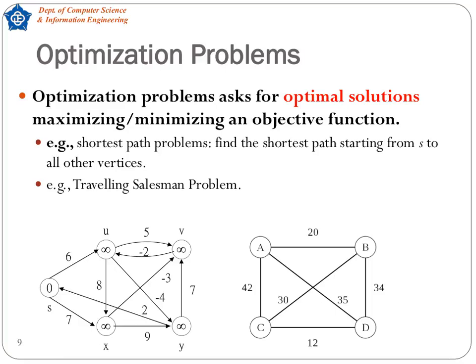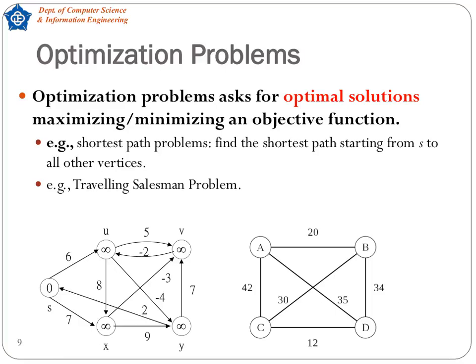Now that we've explored decision problems, let's turn to optimization problems. Here, we're not just asking, does a solution exist, but what's the best solution we can find? For example, in the shortest path problem, we look for the minimum distance route from a starting node S to every other vertex. On the left, you see a directed graph with node S and 4 other vertices, U, V, X, and Y, connected by weighted edges, some even carrying negative values, illustrating the challenge of finding shortest paths under varied costs.